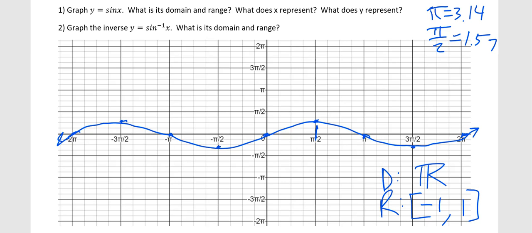What does x represent in this particular equation? What are the values that you see on the x-axis? They go with the unit circle because they are angle measurements.